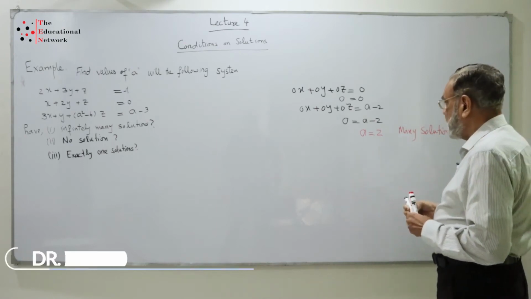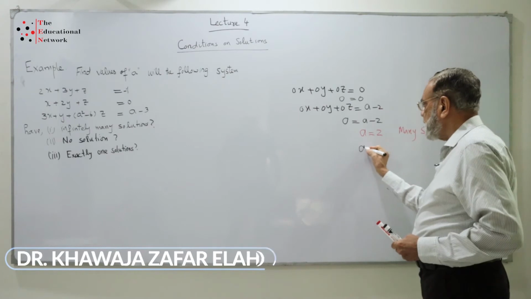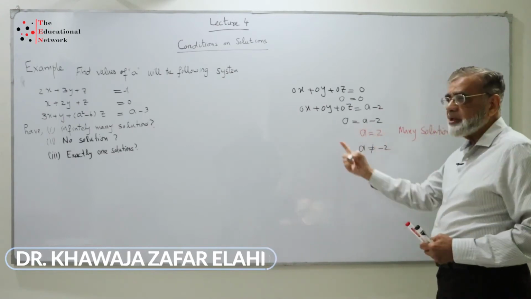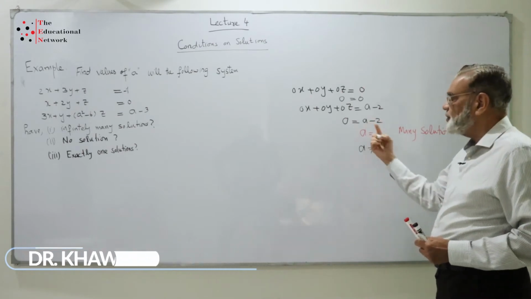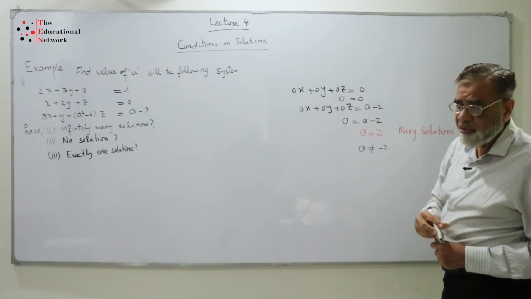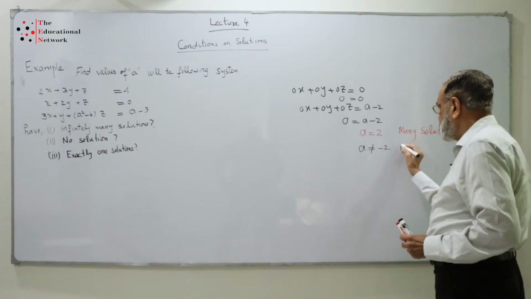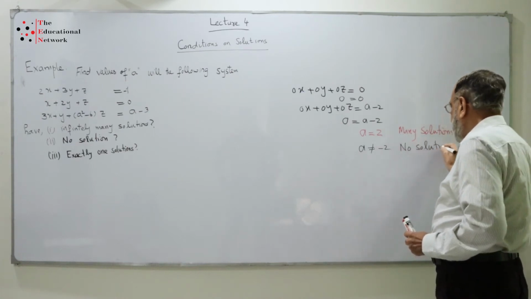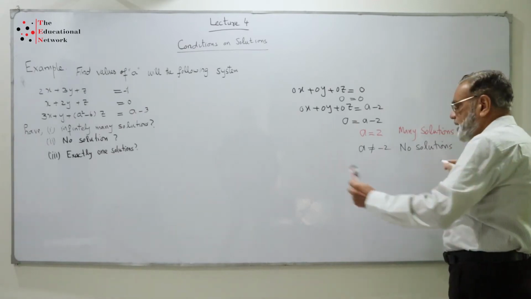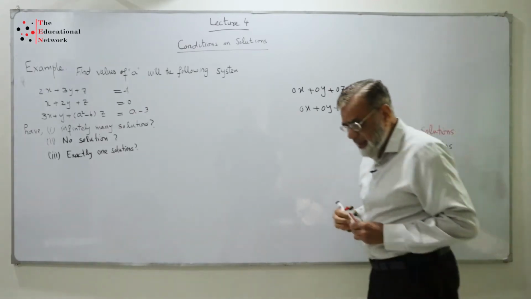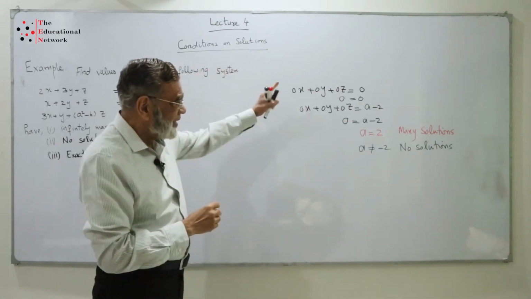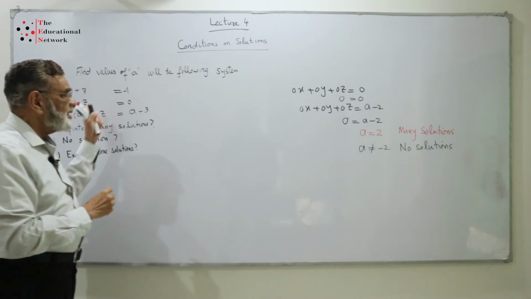When a is not equal to 2, for example a = 1, we get 0 = -1, or a = 3, we get 0 = 1. So it means there will be no solution. So for any row where the left hand side is 0 and the right hand side is non-zero, there is no solution. This is the idea we are going to apply in this example.